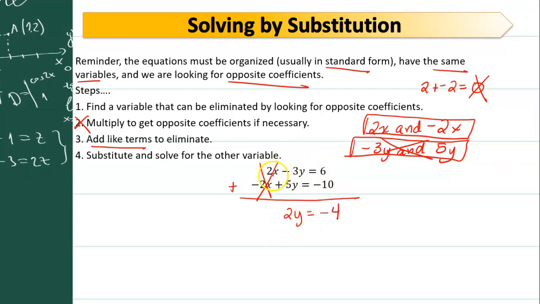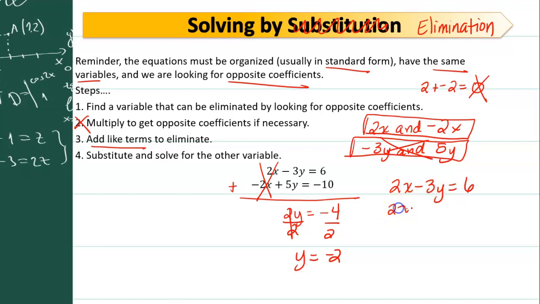What that has done is it eliminated, which is why this is called, sorry, this should say elimination up here. That's why this is called elimination, because we are eliminating one of the variables. Now we can just divide both sides by 2, and so y equals -2. Substitute back into the other equation. We have 2x minus 3y equals 6. I am replacing y with -2, and now I am solving.